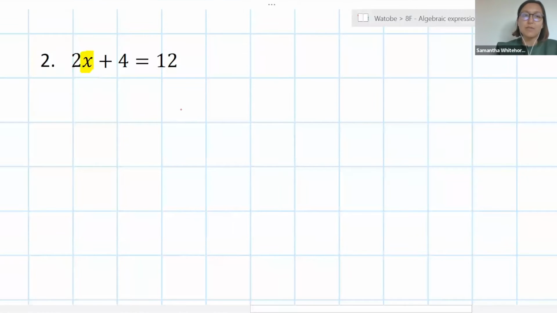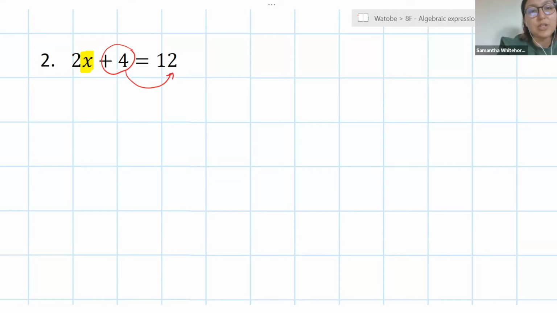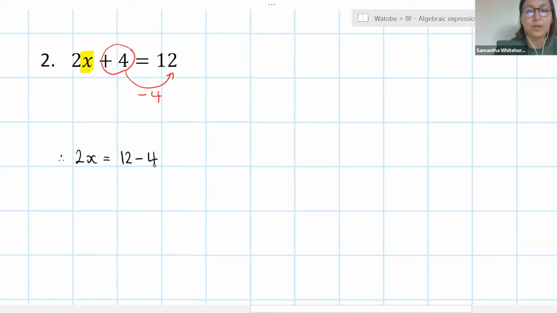Now, my x term is already on the left-hand side. So essentially what I want to do here is take this plus 4 and move it over to the right-hand side. When I do that, I use my inverse operation. So I'm now going to subtract 4 because that's the only way I can move it to the other side. And so now I've got 2x is equal to 12 minus 4. That is because I moved the plus 4 over the equal sign and it became a minus 4. It became the inverse, the opposite of what it was.